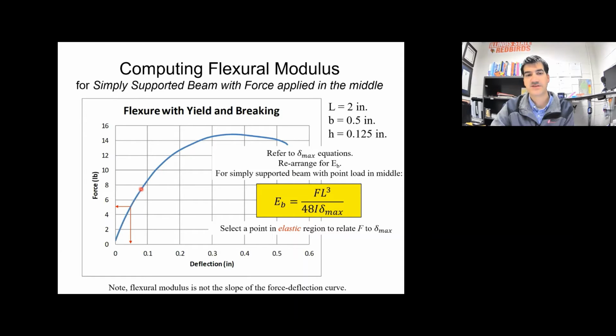So it's more or less linear, I'd say, up until about right there. So pick a point in this region, and I'm going to pick right there. It looks like at this point, when I apply 5 pounds force, I get about 0.05 inches of deflection. So for this equation, I'm going to plug in 5 pounds of force for F, and 0.05 for the deflection, and that is this value right here.